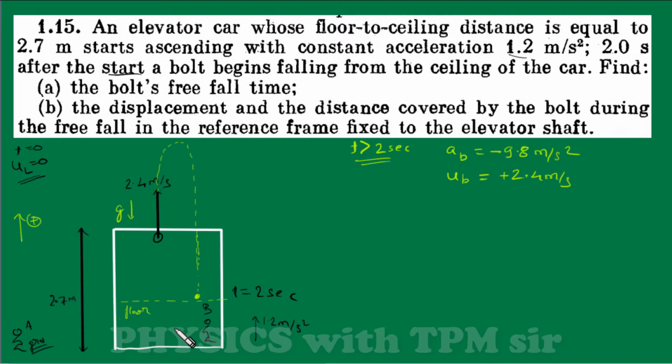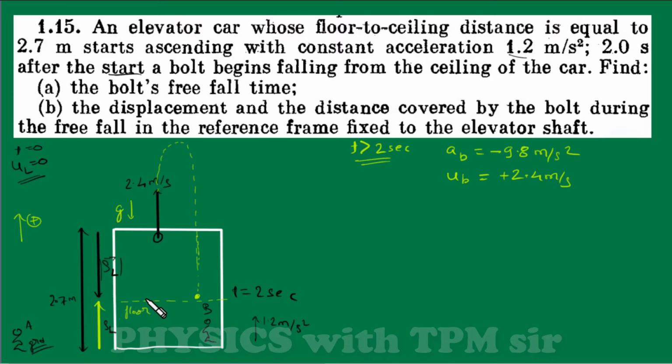So by the time this bolt strikes the floor again, the floor must also have moved some distance. Let me write with the black pen. The distance moved by the lift must be SL, and by this time the lift has also displaced in the downward direction. So this is the displacement of the lift, let's say the magnitude of the displacement of the lift.